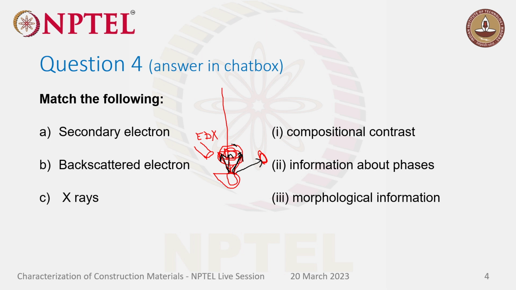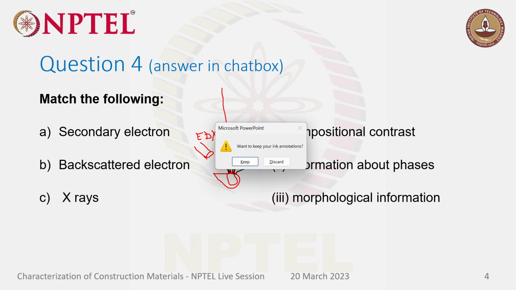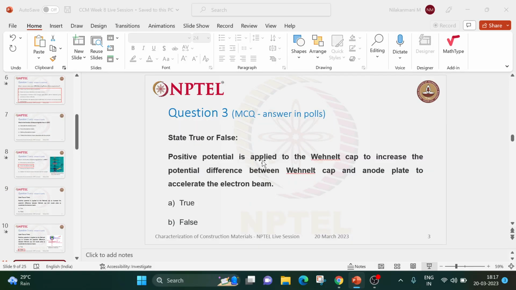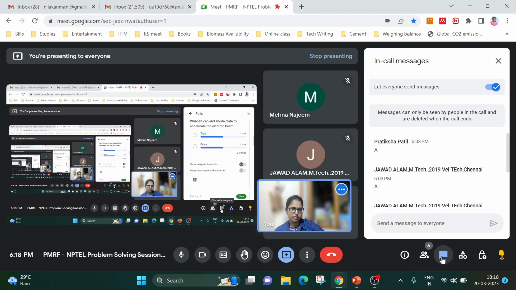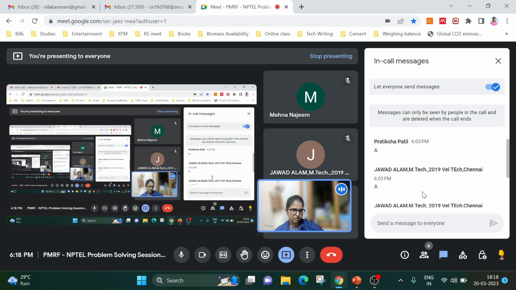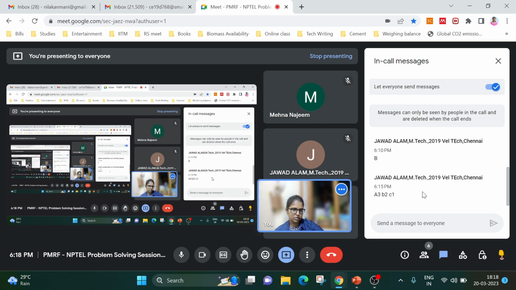Time is up. Okay. A3, B2, C1. Let's see what's the right answer.